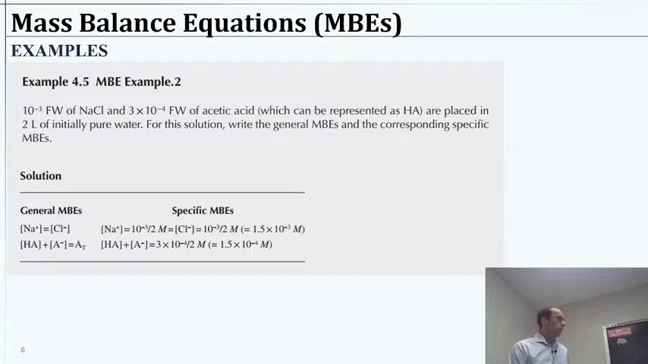For the total acetic acid, we have HA plus A minus is equal to the total. And so we can have a total value that we added here, but we can't really discern exactly how much is A minus versus H plus without knowing anything more. In this case, also 1.5 times 10 to the minus fourth moles per liter.